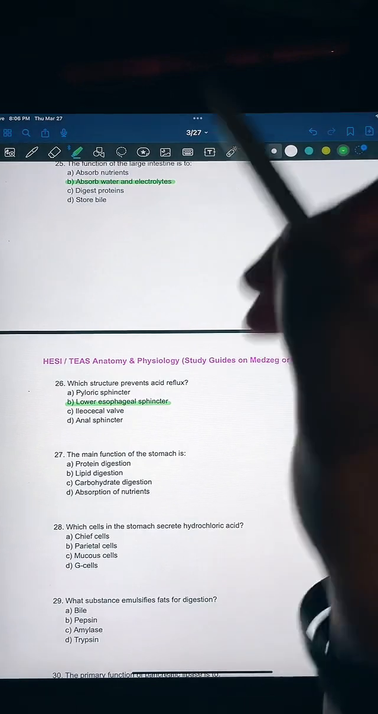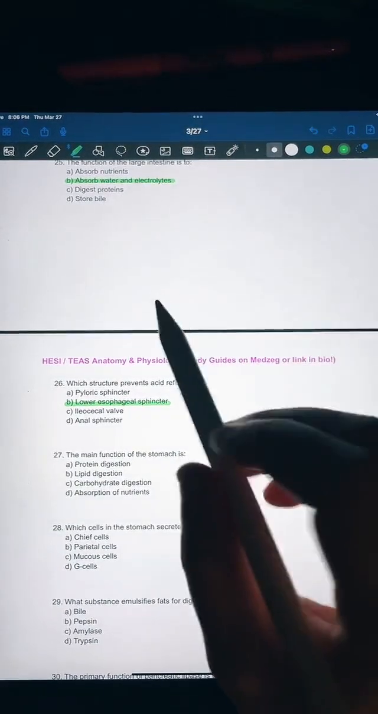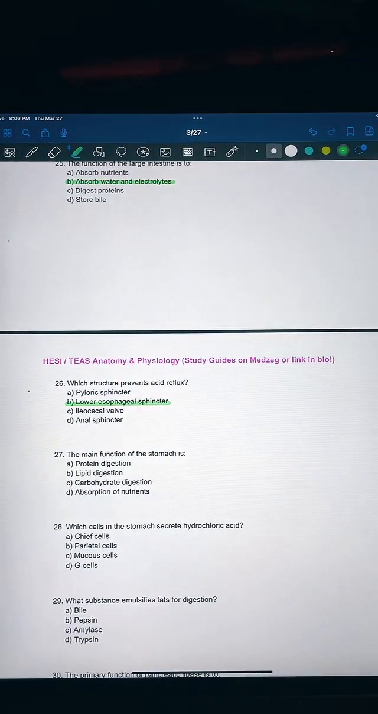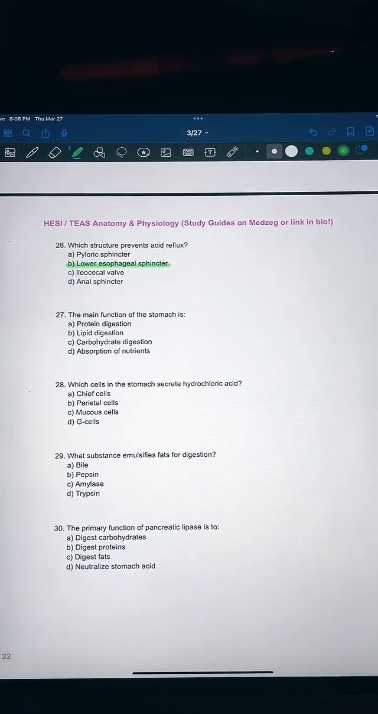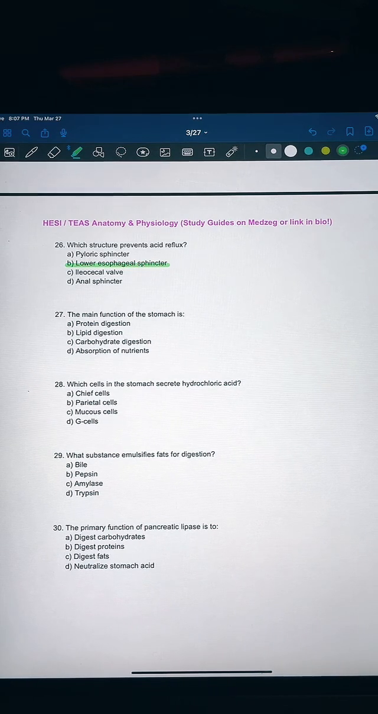The pyloric sphincter is what controls food passage from the stomach to the small intestine. Ileocecal valve, that's the valve that separates the small intestine from the large intestine, and then our anal sphincter is what's going to control the release of feces, not necessarily acid reflux. Moving on to number 27, the main function of the stomach is... What is the main function of the stomach?